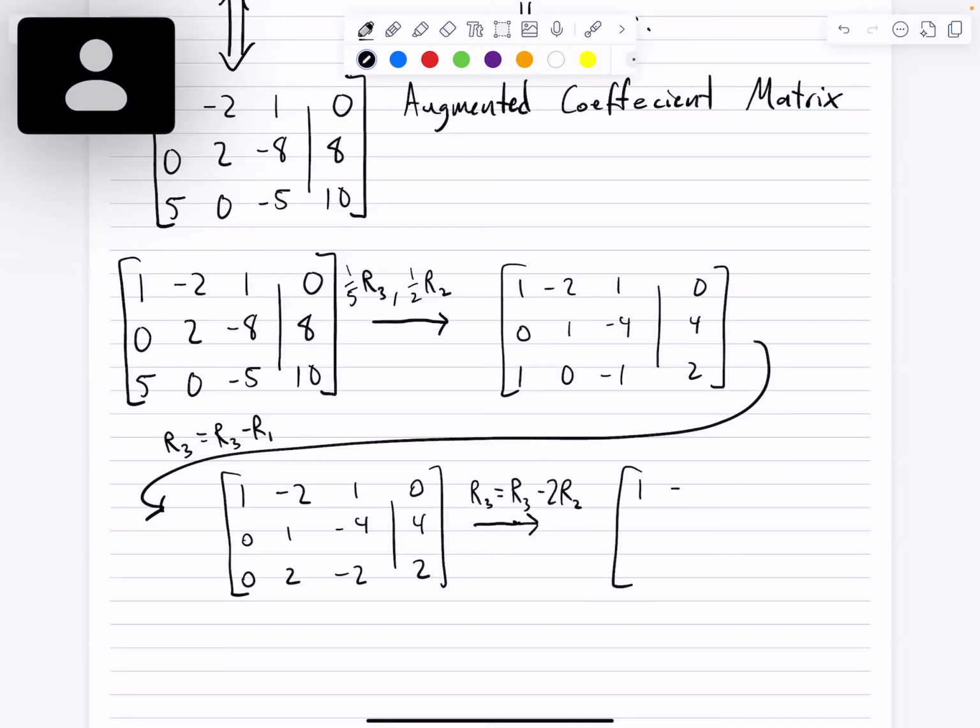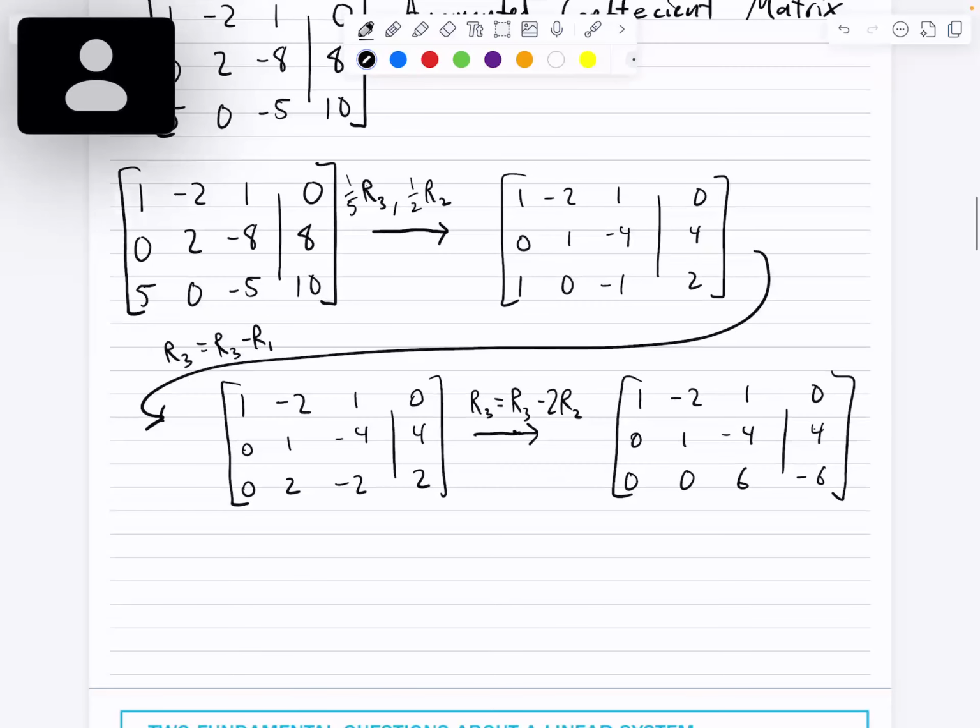If I subtract 2 of those, this is 0, 1, -4, 4, and this will be 0, 0, and then -2 times 4 is 8 minus 2, so it's going to be 6 here. And then 4 times -2 is -8, and 2 gives me -6. And so this is almost in the right form.